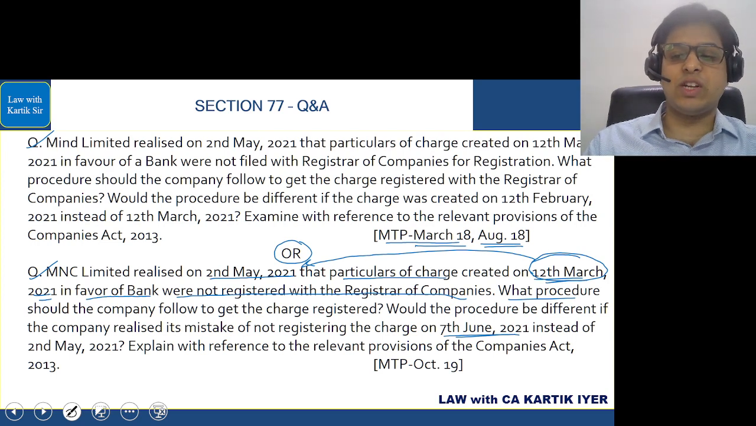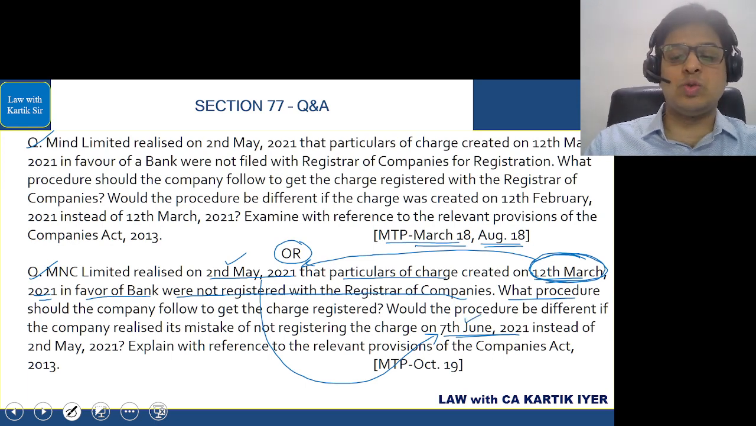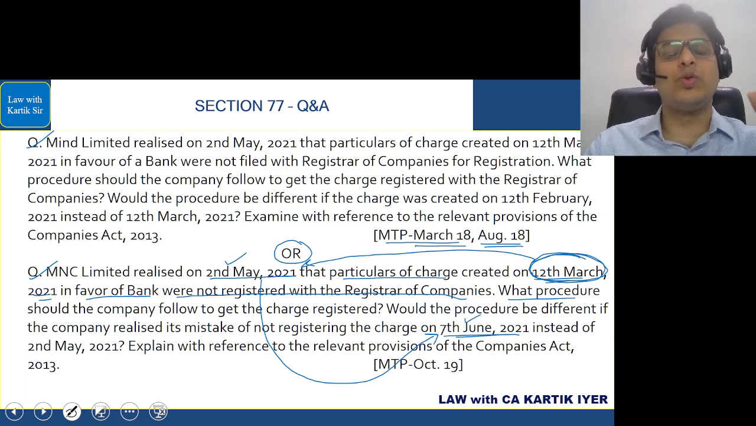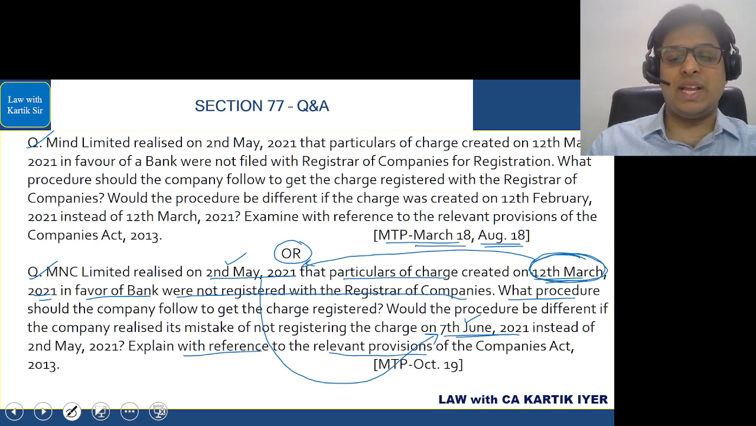So instead of realizing on 2nd of May, suppose if they realize on 7th of June. So charge was created on 12th March only. But on 2nd June, if they realize that the charge was not registered, what they should do? And if they realized on 7th June that the charge was not registered, what they should do? That is how the two questions have been given. Explain with reference to the relevant provisions of the Companies Act. This was mock test paper, October 2019.